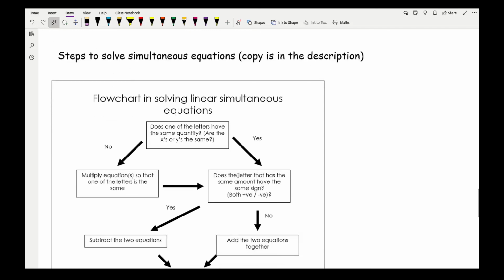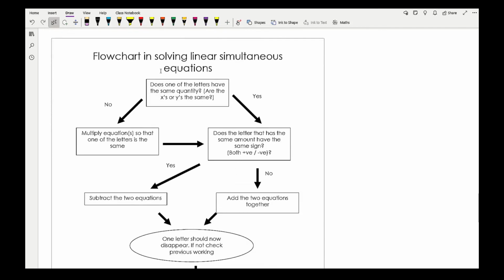Now, in the description below, I have got some notes on this diagram that will enable you to work out the processes and the methods of working out the values of the letters in a simultaneous equation situation. In my next video, I'll go through a series of questions where I'll be referring to this diagram, explaining to you what each of these steps mean for you to work out your final answers.